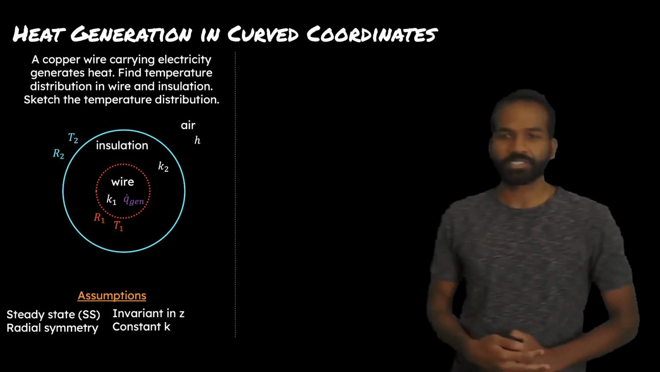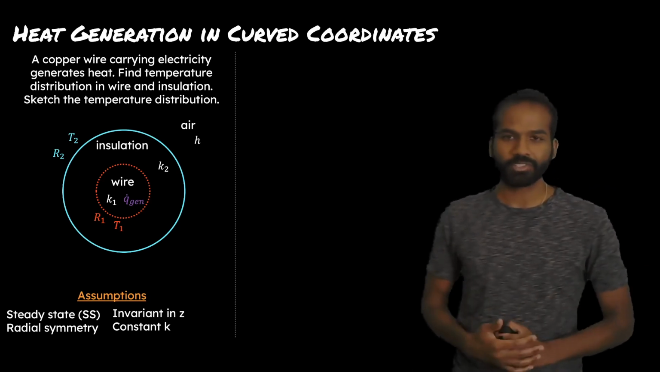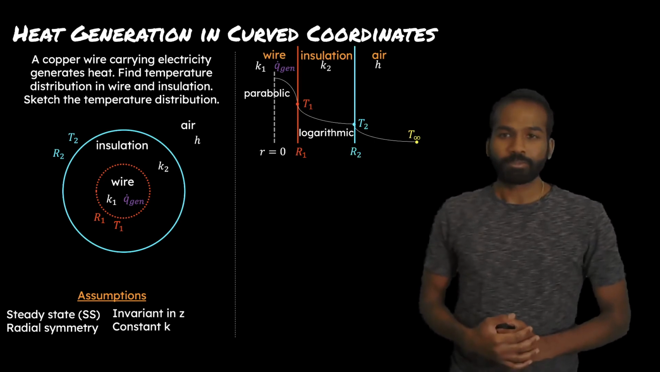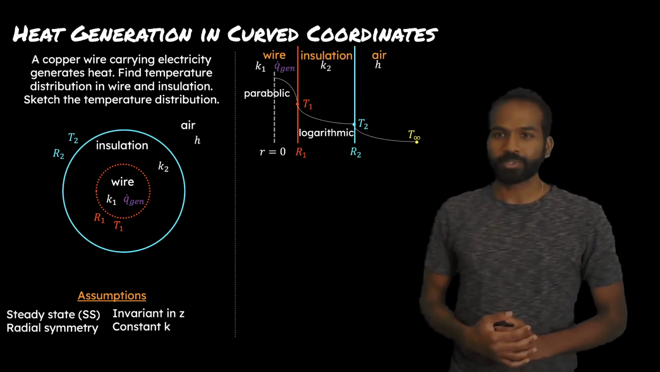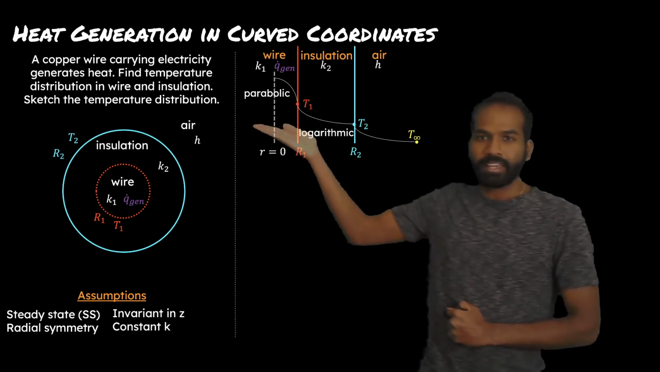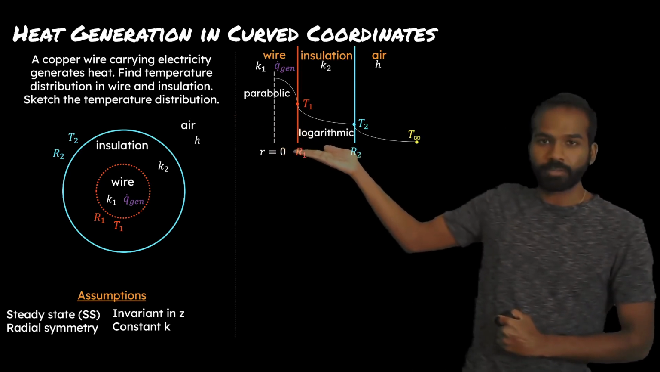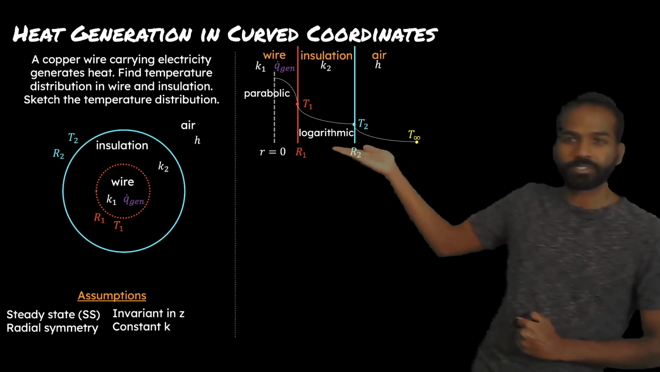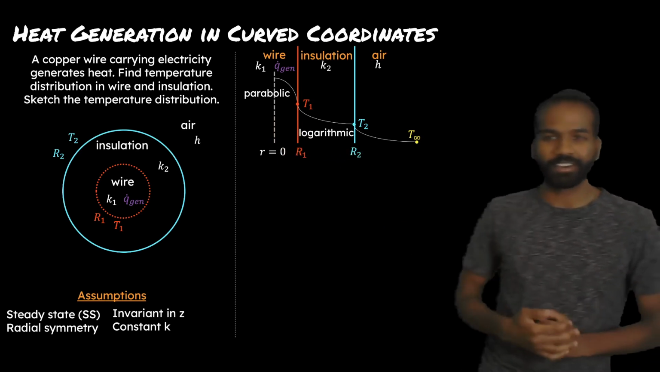So let's sketch out our solution now and see what it actually looks like. As we mentioned earlier, we have a parabolic distribution in the wire itself, which is shown here. In the insulation, we have a logarithmic temperature distribution, and then of course we have Newton's law of cooling in the air itself.